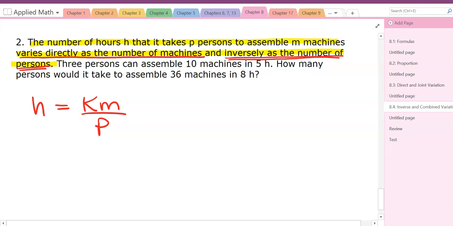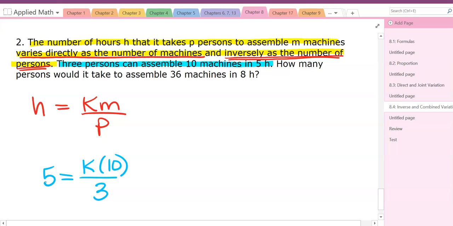Now they don't give us the constant for this one. We're actually going to have to find that first. Because it says 3 people can assemble 10 machines in 5 hours. So let's use this information to find our constant. So 3 persons, what letter does 3 go in for? The bottom one, P. Okay, 10 machines. Where does 10 go in? Good, M. And I told you that we're solving for K, so 5 hours, 5 goes in for H.